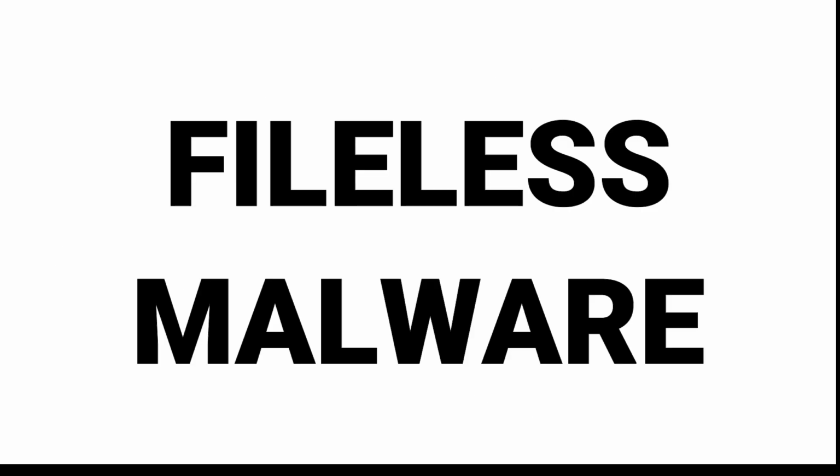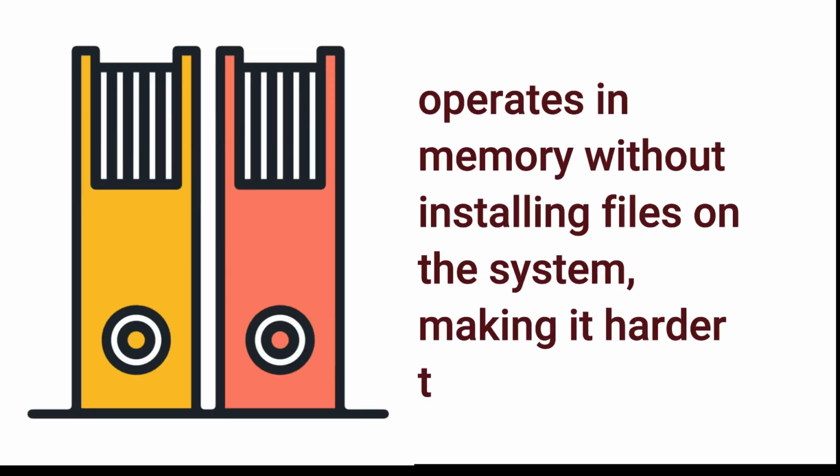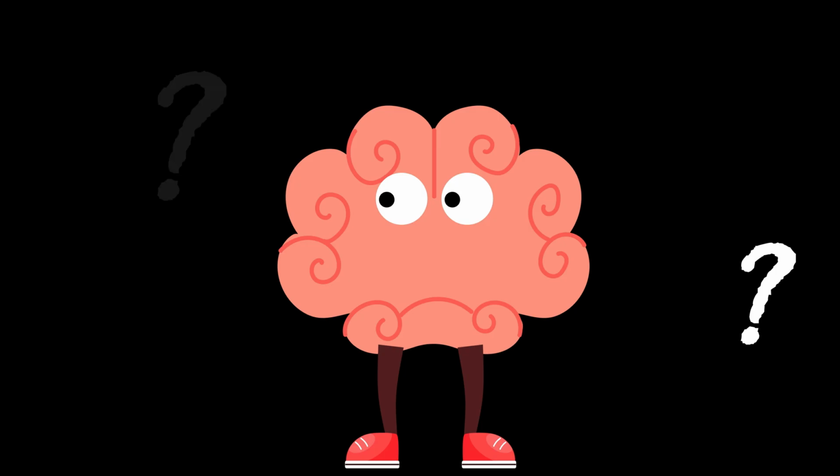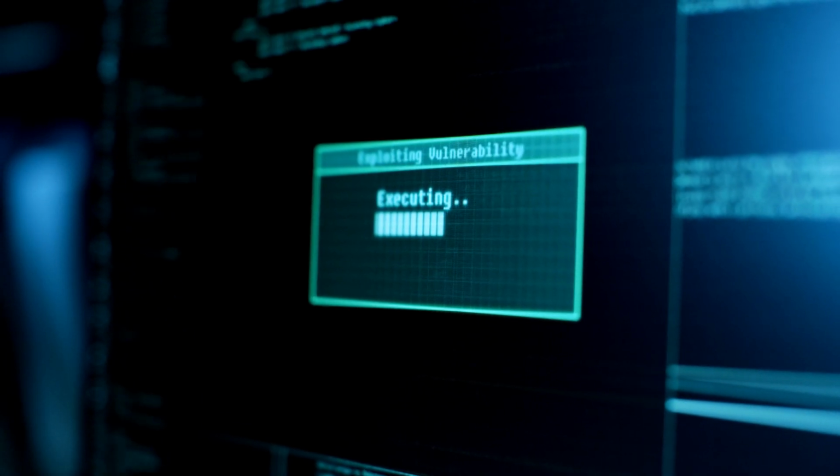And finally, number 13, fileless malware. These operate in memory without installing files on the system, making them harder to detect. For example, PowerShell attacks and in-memory exploits. How does this work? It exploits existing system tools to execute malicious actions.